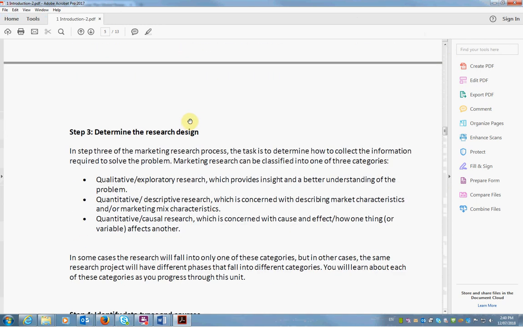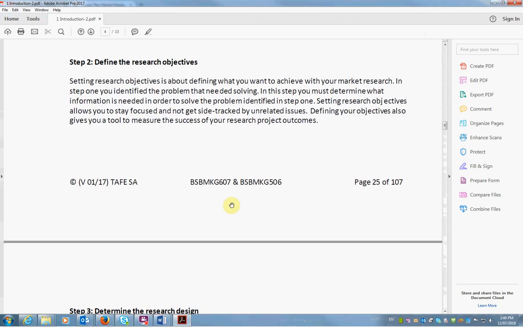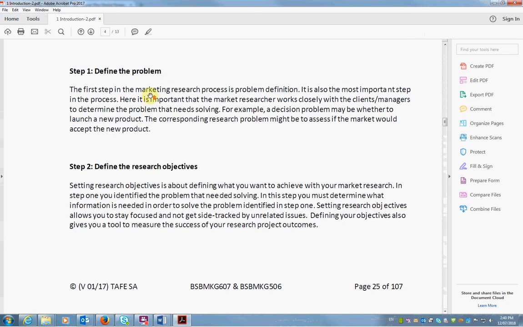Step number 3 is research design or research methodology. You need to design a plan for how you will collect the information that you need to solve your problems.